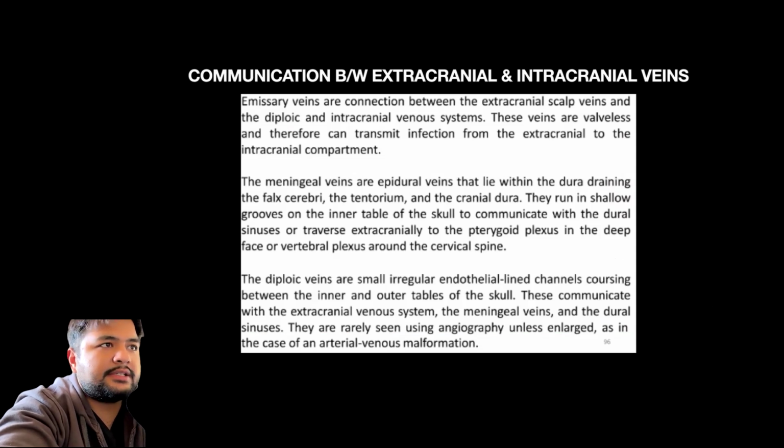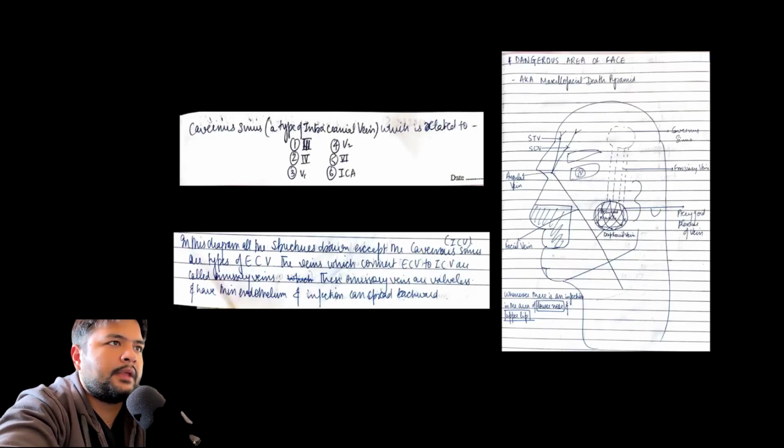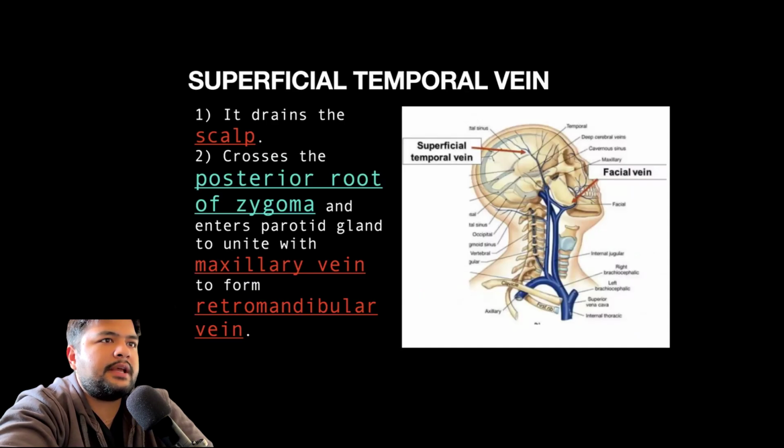So, as discussed earlier, these emissary veins connect the extracranial and intracranial components. So, this all has been discussed before. You can make a similar diagram for your exams. Now, the superficial temporal vein drains the scalp, crosses the posterior root of the zygoma, and enters the parotid gland to unite with the maxillary vein to form the retromandibular vein.